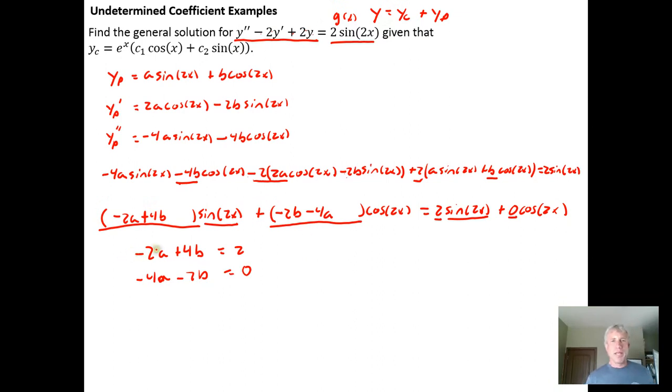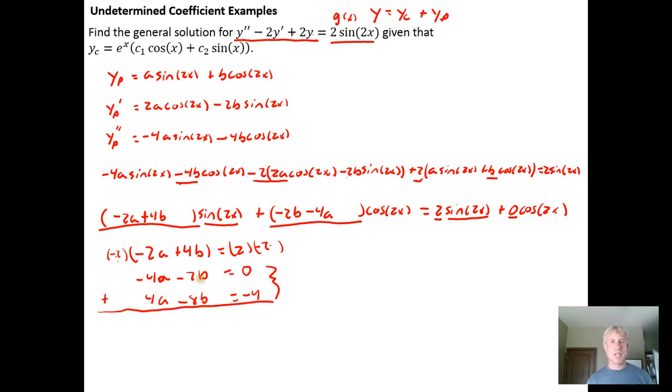If we multiply equation 1 by negative 2, let's see, multiply both sides of this by negative 2. We get negative 2 times negative 2 is 4 times a. Negative 2 times this will be minus 8b equals negative 2 times 2 is negative 4. And then we can add these two equations together.